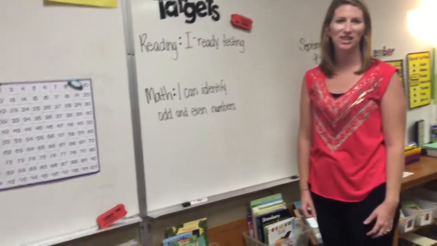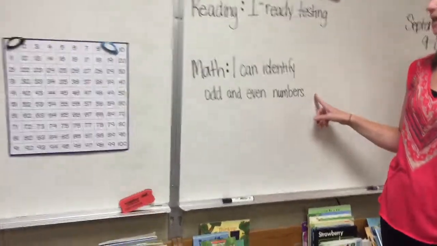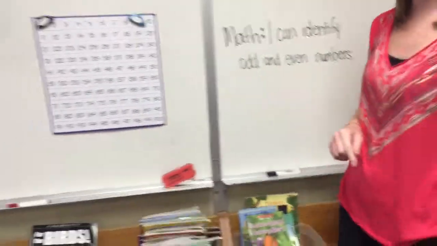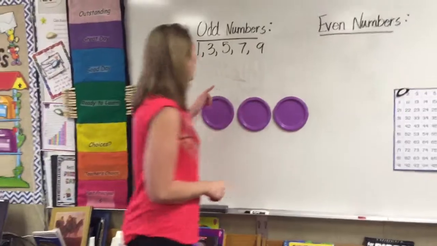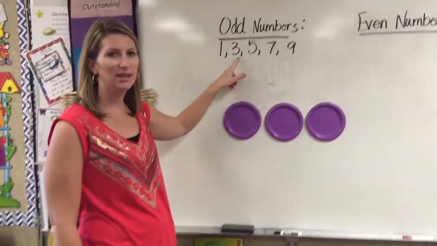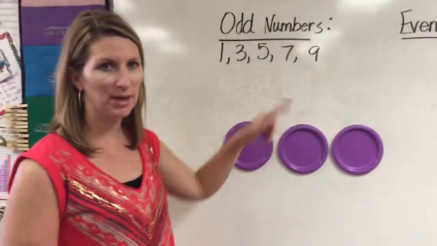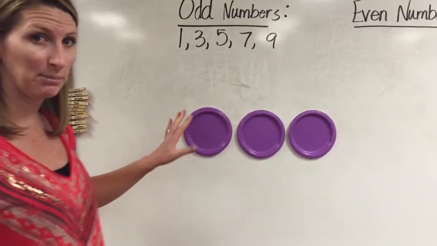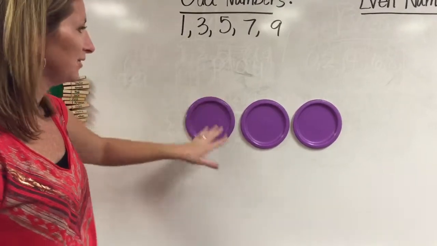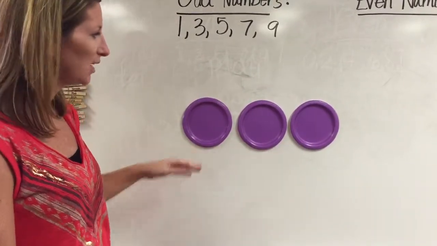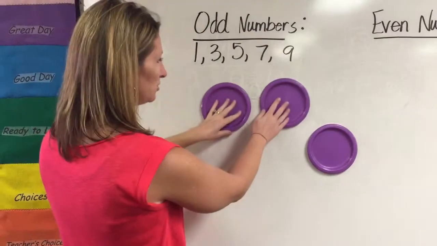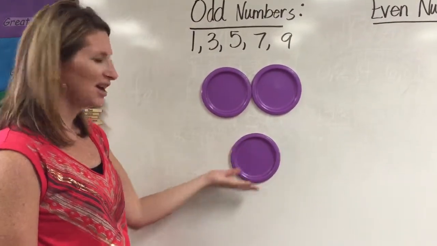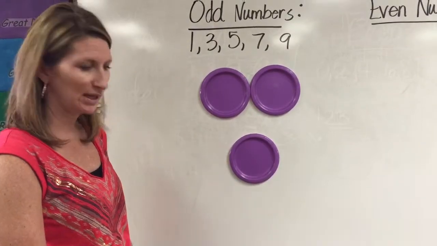Okay, second grade, our learning target today that we worked on is that you can identify odd and even numbers. So earlier this afternoon you told me that odd numbers were 1, 3, 5, 7, and 9. And the way that you could tell if they were odd is that you could show if they had partners or not. So if I have 3 circles here and I want to partner them up, these two could go together, but this circle doesn't have a partner. So that's odd. There's no one for that person to be with.